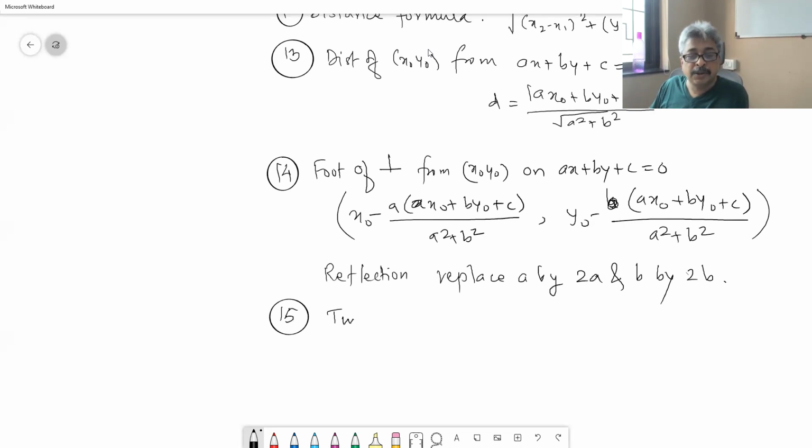Two lines with slopes m1, m2 are parallel if and only if m1 is equal to m2.